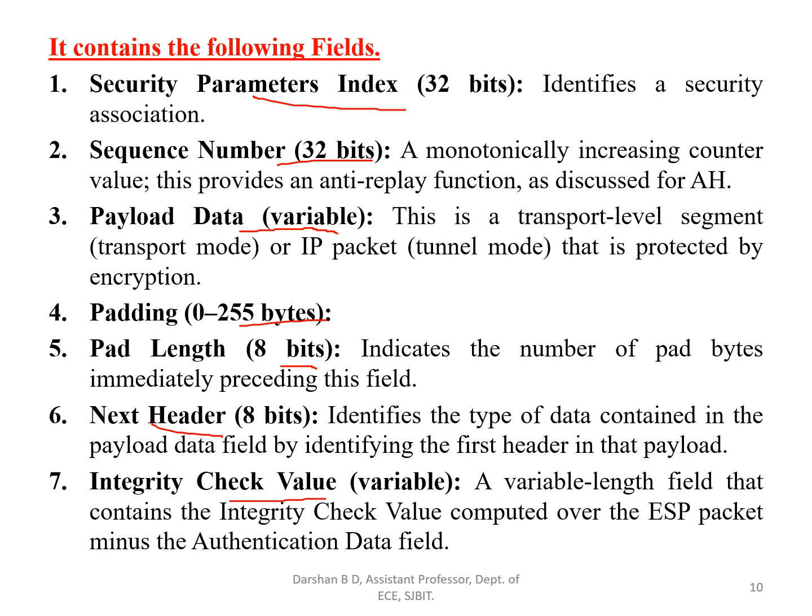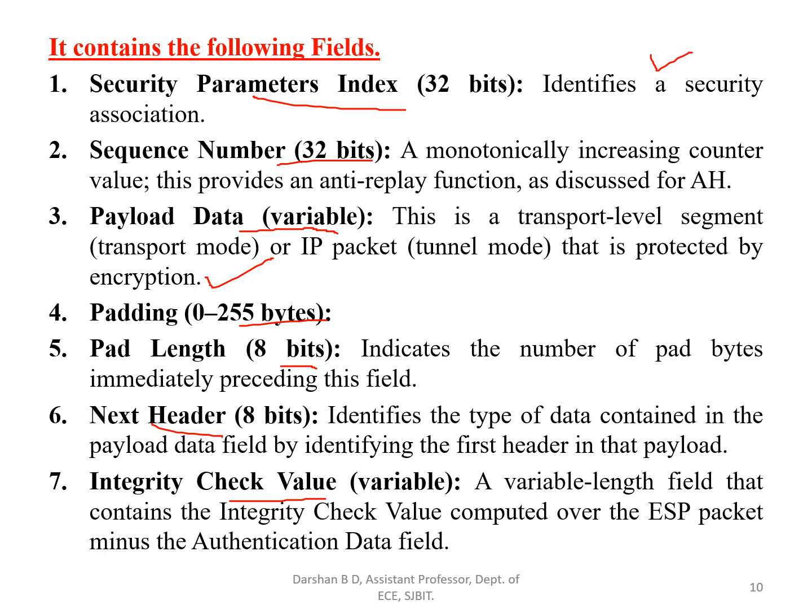First, the security parameter index is 32-bit and defines a security association. Next, the sequence number is 32-bit, a monotonically increasing counter value. This provides an anti-replay function, as discussed for authentication later. The payload data is a transport-level segment in transport mode, or an IP packet in tunnel mode. This is protected by encryption.